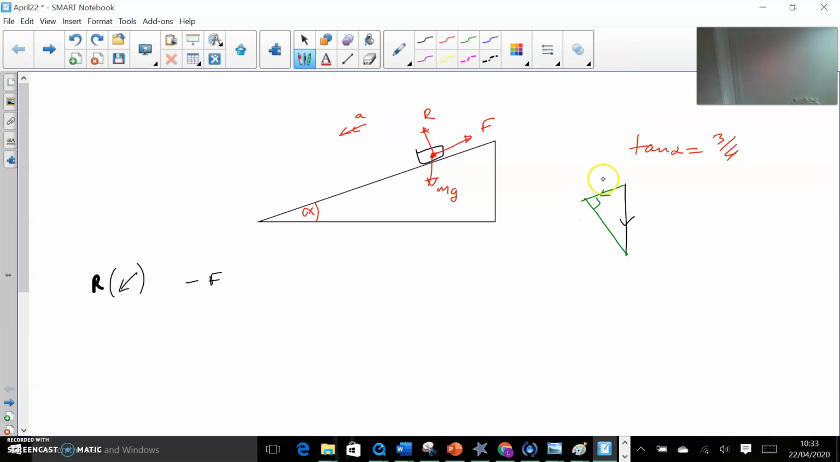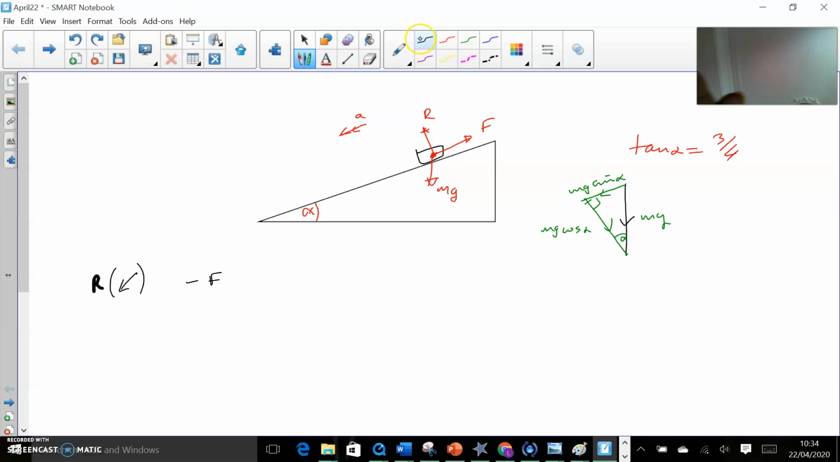So there would be the perpendicular, that would be the parallel, and the angle between the parallel and the horizontal is alpha, so the angle between the vertical and the perpendicular is also alpha. So this is mg down. In this right angle triangle, mg is the hypotenuse. You have mg cos alpha perpendicular and mg sin alpha parallel.